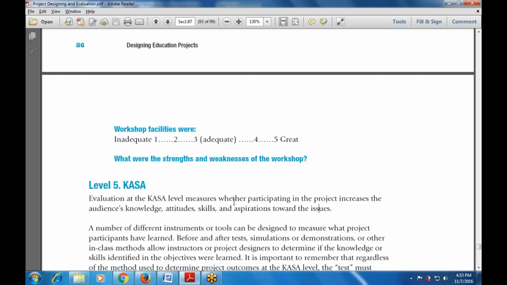A number of different instruments or tools can be designed to measure what project participants have learned. Before and after tests, simulations, demonstrations, or other in-class methods also allow the instructors or project designer to determine whether the knowledge or skills identified in the objectives are learned or not.